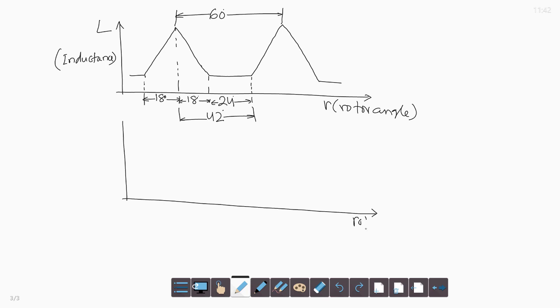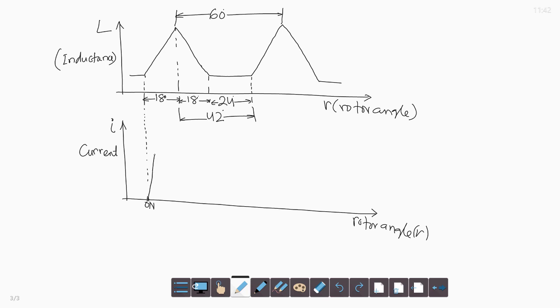rotor angle gamma. Rotor angle gamma versus phase current I. So, you see, this is the moment when the corresponding phase switch is switched on here. Starting from there, the current is established, current increases.